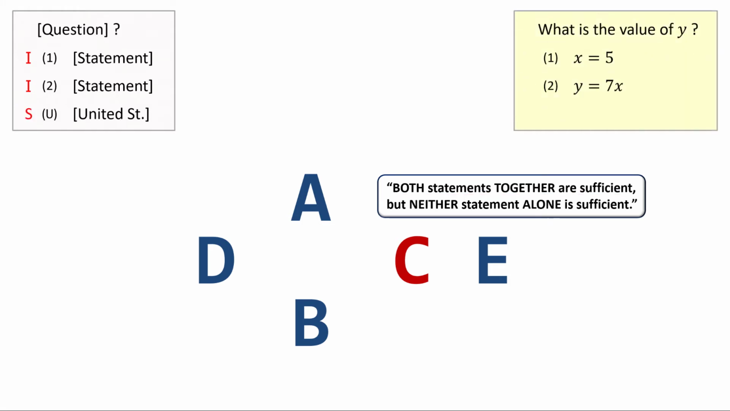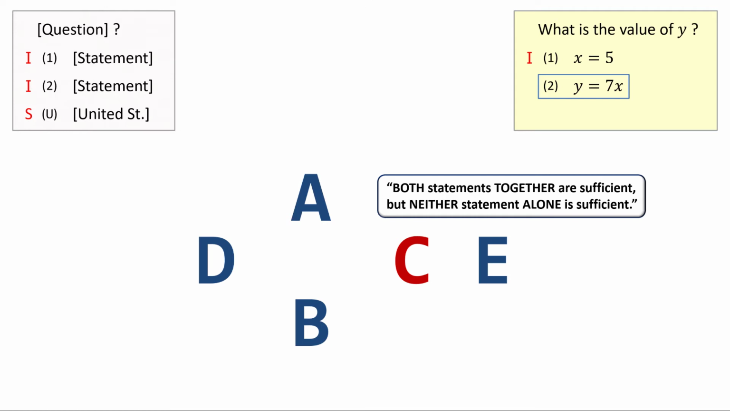Let's see an example where C is the answer. The question is, what is the value of y? Statement 1 tells us that x equals 5. This does not even mention y, so it must be insufficient. Statement 2 tells us that y equals 7x. You might think that this is sufficient, since we just saw that x equals 5.